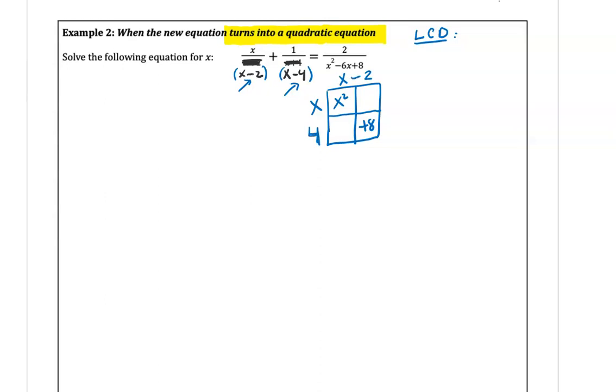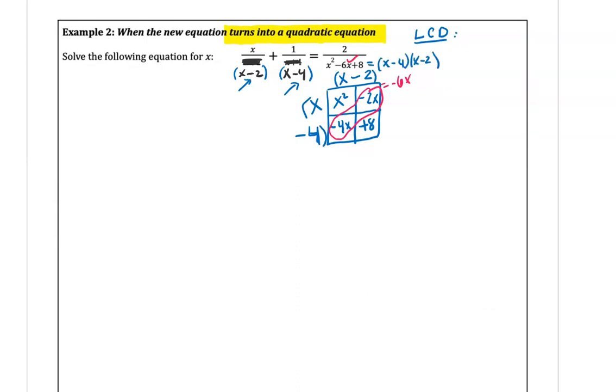And if I make them both negative, negative 2 times negative 4, I still get the positive 8. But then these terms would be negative. I'd have a negative 2x here and then a negative 4x there. And when I add those together, I would have negative 6. So that kind of works there. So I can see that this third denominator would factor into x minus 4 and x minus 2.